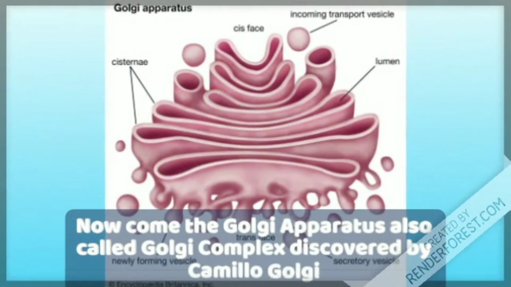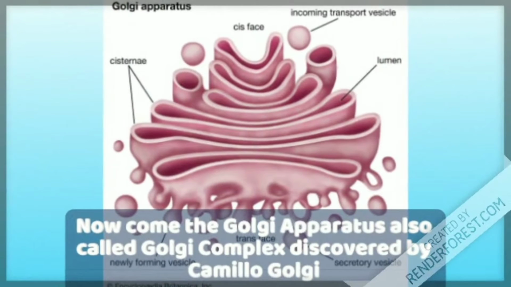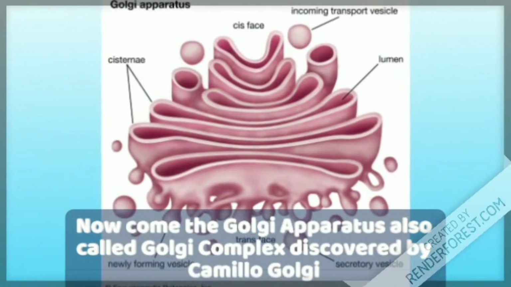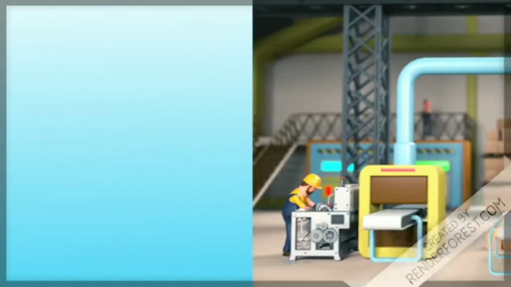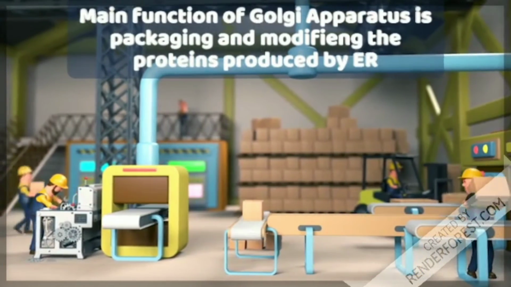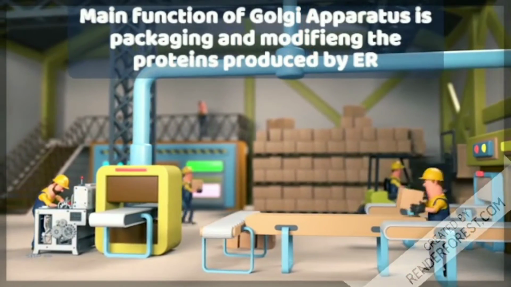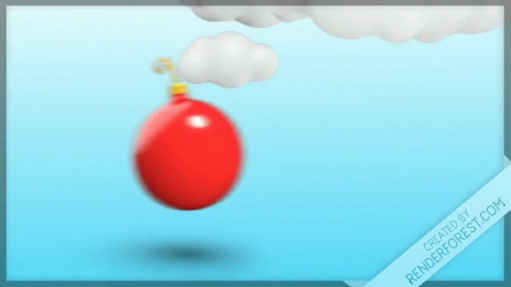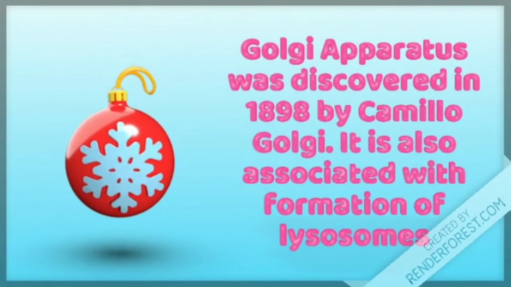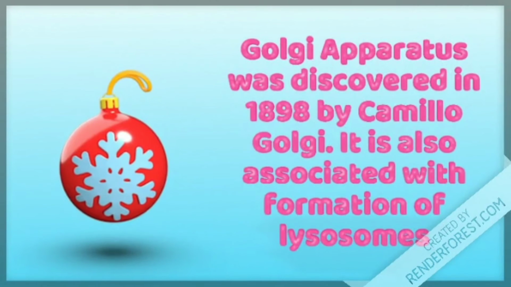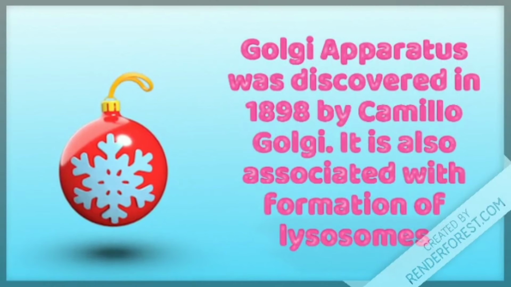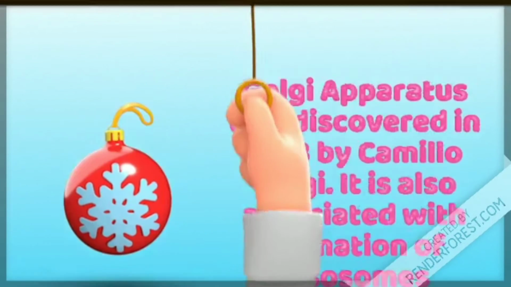Now comes the Golgi apparatus, also called Golgi complex, discovered by Camillo Golgi. The main function of the Golgi apparatus is packaging and modifying the proteins produced by the ER. Golgi apparatus was discovered in 1898 by Camillo Golgi. It is also associated with the formation of lysosomes.